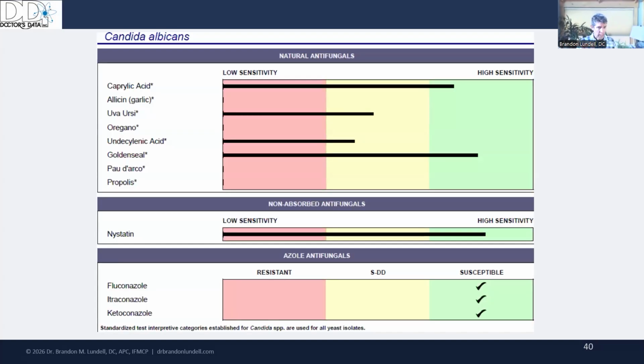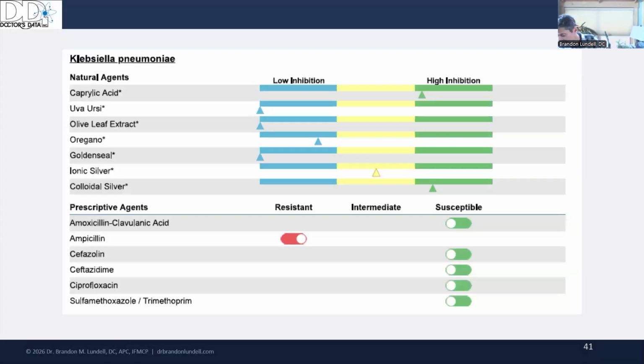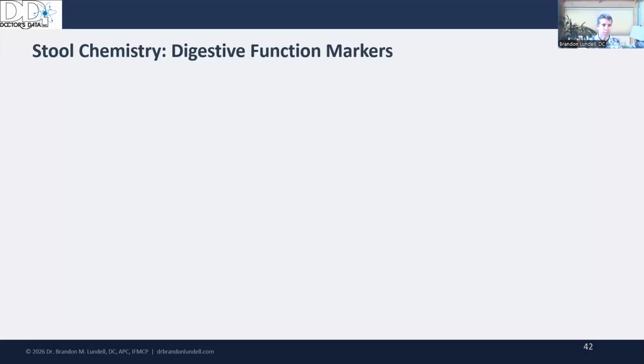So here is a culture and sensitivity for the yeast. If it's high sensitivity, it means that the agent is likely to inhibit the growth. If it's resistant, it's not likely to work. Okay. Here's another one for Klebsiella or for a dysbiotic bacteria. Low inhibition means you don't want to use it. Medium inhibition means that it might work at high doses. High inhibition means it works at standard dosing.